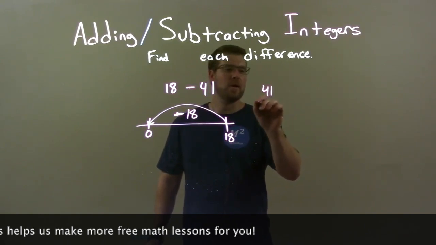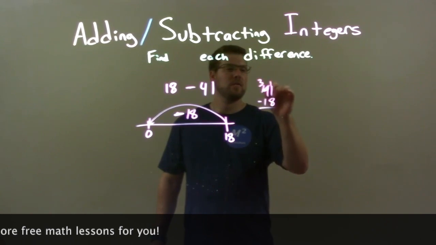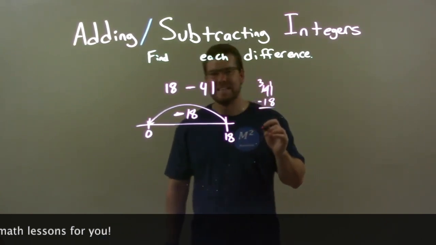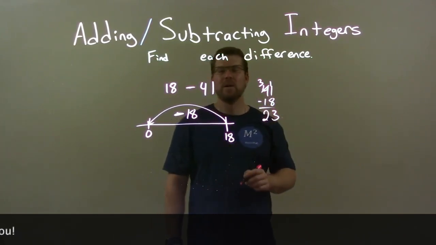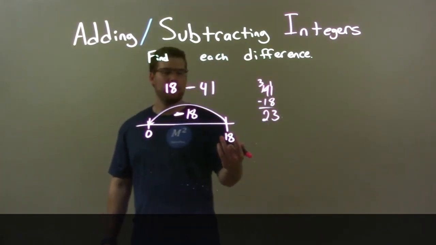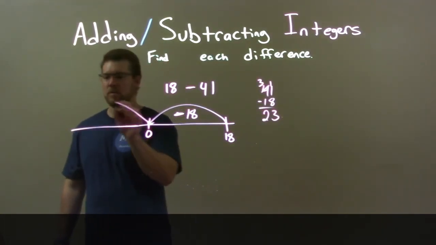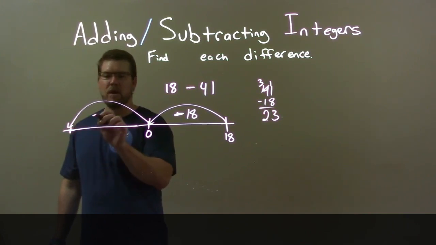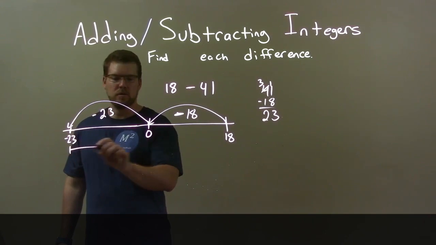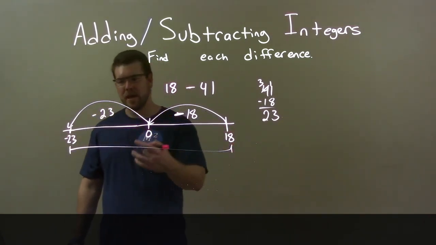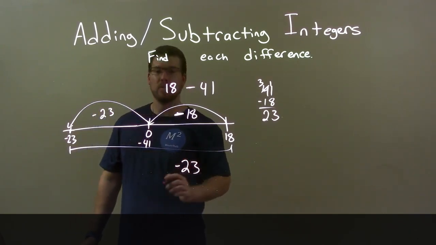So if I take 41 and I subtract 18 from it using the traditional method, we have 3 there, 1 carry it. 11 minus 8 comes out to be a 3. 3 minus 1 is a 2. And we have 23. So now we have 23 more units we need to move to the left. Well, that one's easy to see from 0. We go 23 more units, and we're at negative 23. Okay, so overall, we've traveled a distance of negative 41, but our final answer is just negative 23.